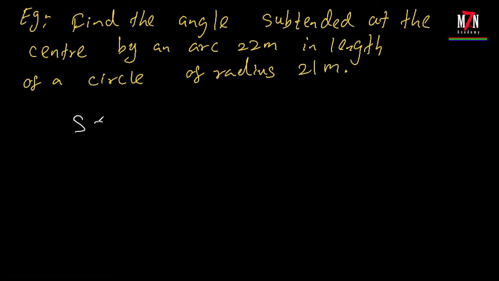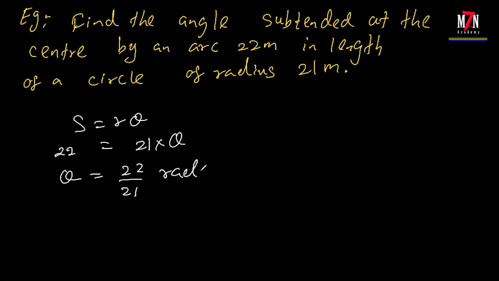So using the formula s equals r theta, we know the arc is equal to 22 and radius is 21. We don't know theta. So you can write theta equals 22 over 21. Remember the units, that is in radians. Okay, next question.